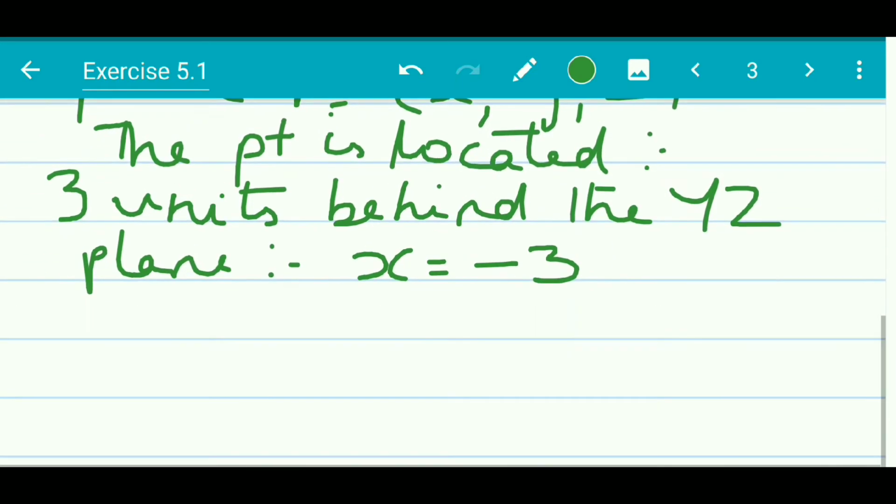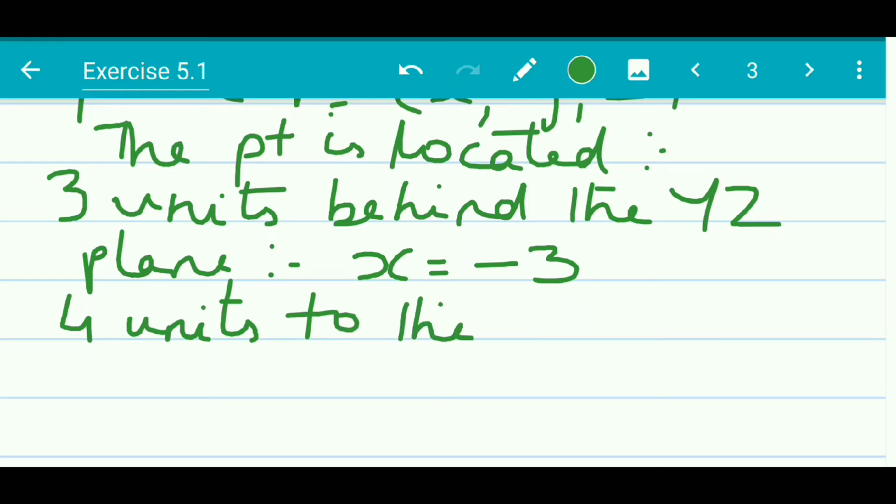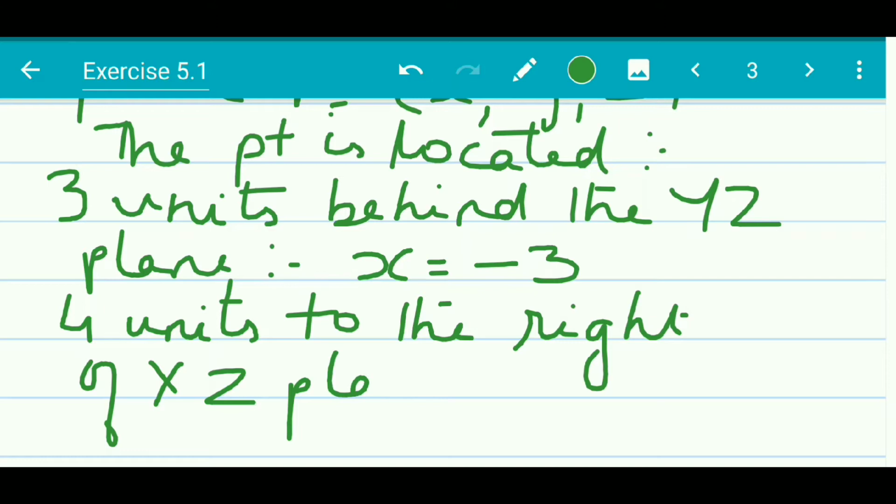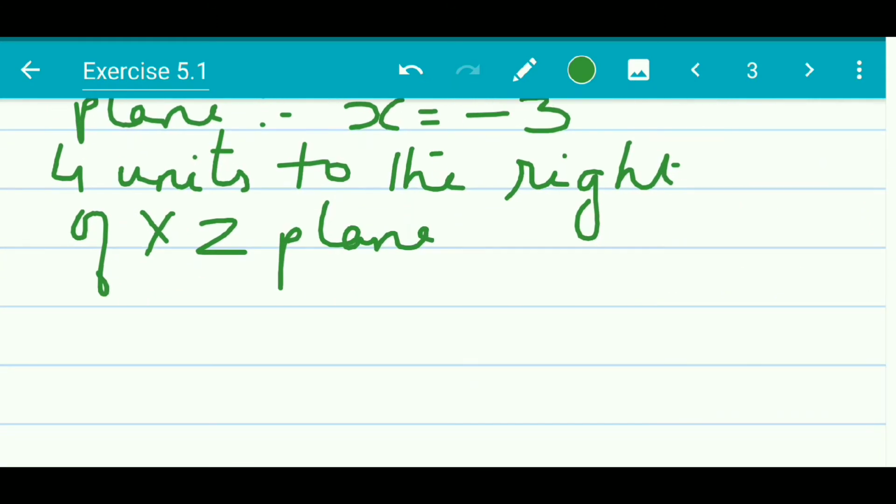So we got the x coordinate of that particular point P. Then similarly, the next data which they have given is 4 units to the right of the XZ plane. Right of the XZ plane means it is located on the positive y axis. So the y coordinate of this point, to the right of the XZ plane, the positive y axis comes. So we can write that y is equal to 4 for this particular point.